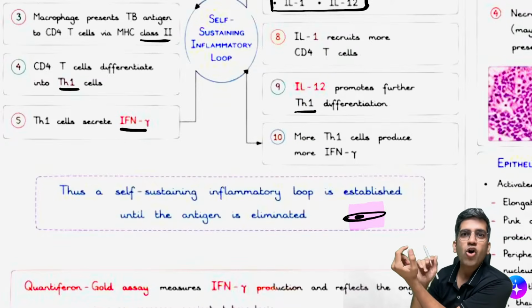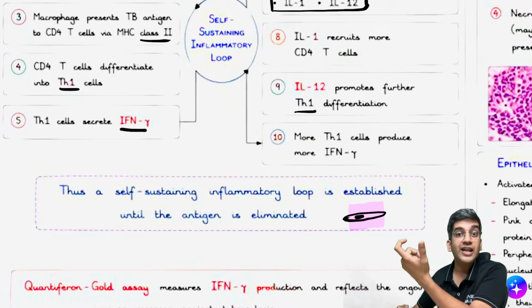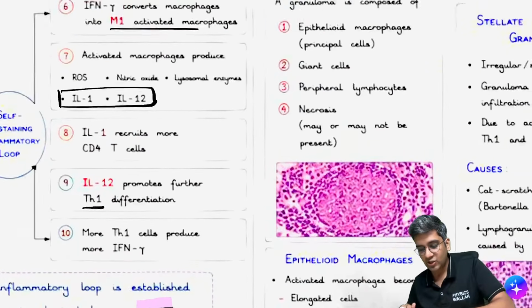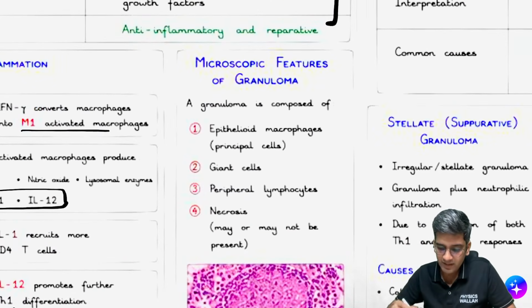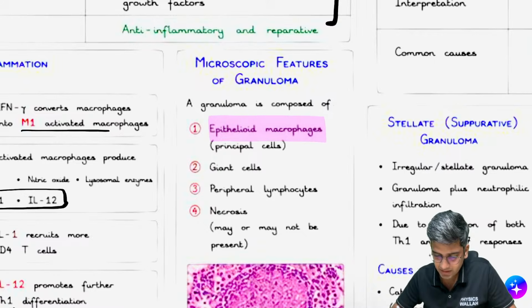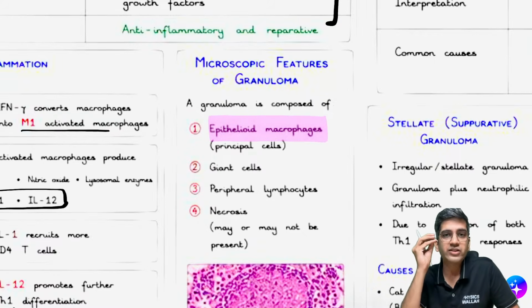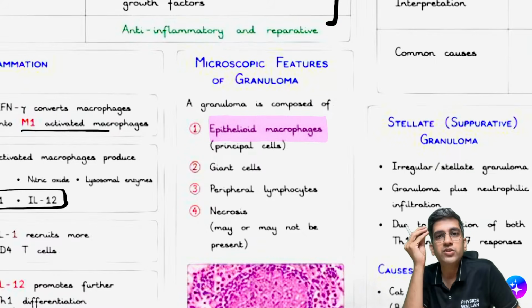How do I name it? Oid, fibrinoid, right? Like an epithelium. I named it epithelioid cells. That's all. So granuloma is nothing but epithelioid cells. Those are the principal cells of the granuloma. And there will be thousands of epithelioid cells.